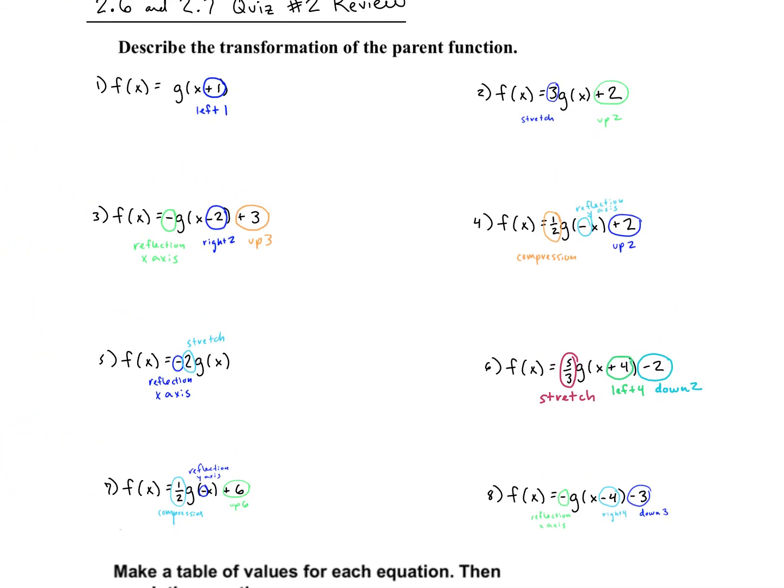On the quiz, make sure you tell me how many you're moving to the right, how many you're moving up. So like for this one, right 2, up 3. Don't just put right and up, because then I don't know which one you're talking about. So make sure you put that number with it also. How many are you moving to the right? How many are you moving up?